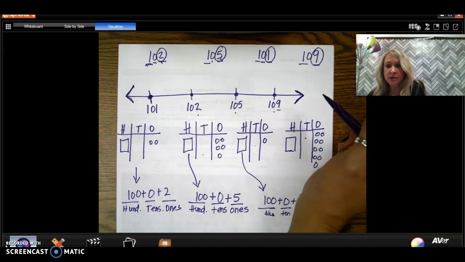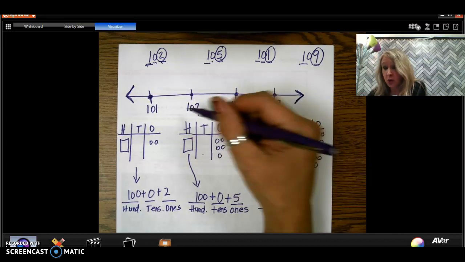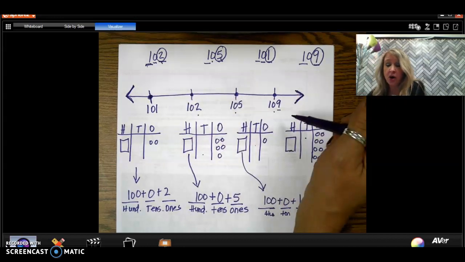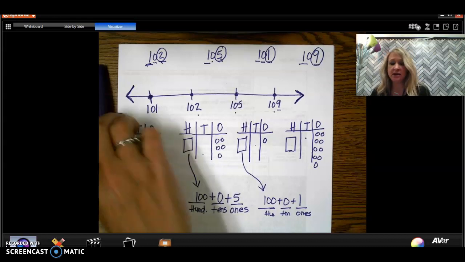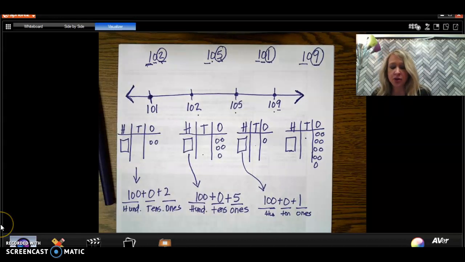Yes, we're skipping some numbers. We're not counting them one at a time. We are putting them in the order that they would come on a number line. And that's what you're going to do for your assignment today. So let's take a quick look at your assignment.